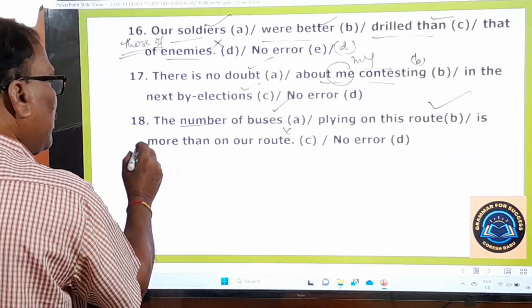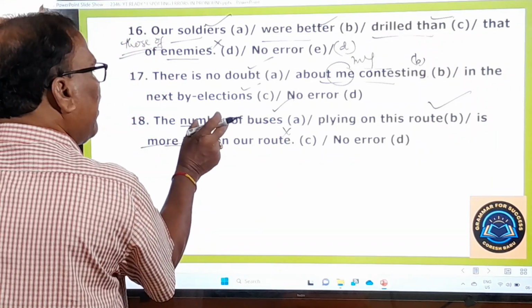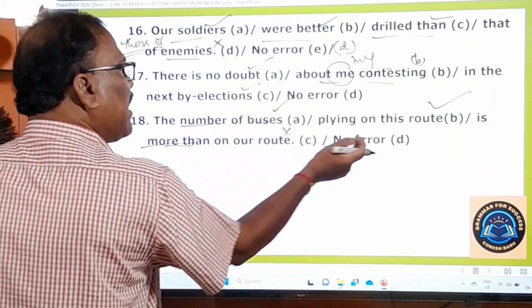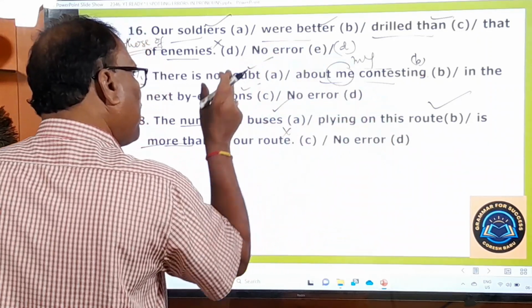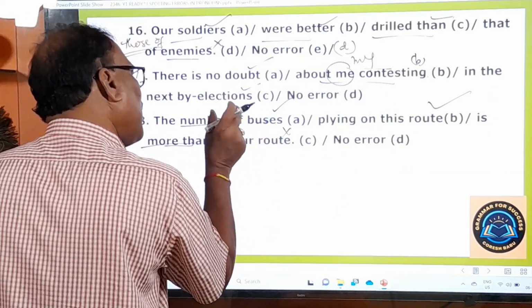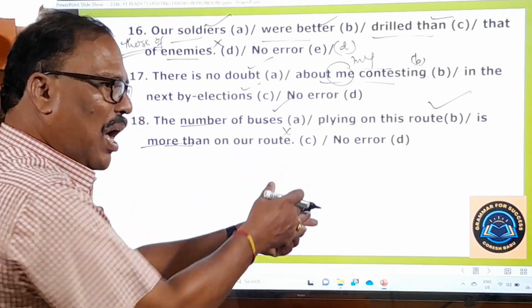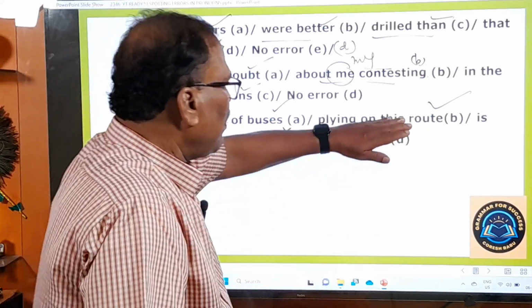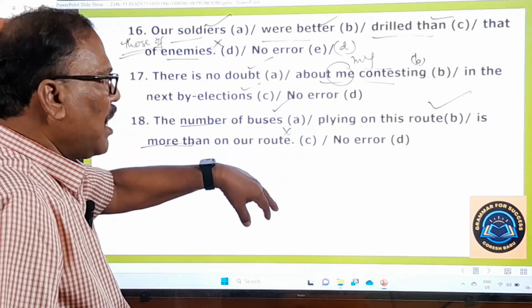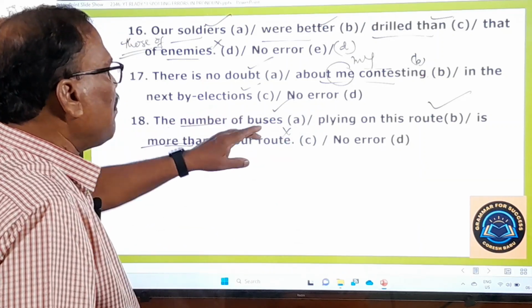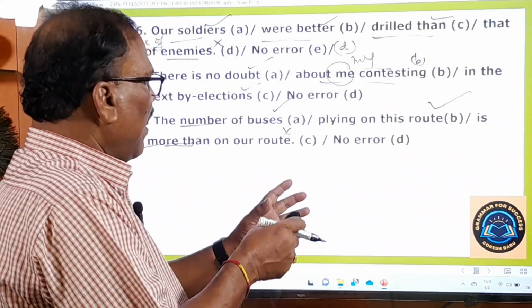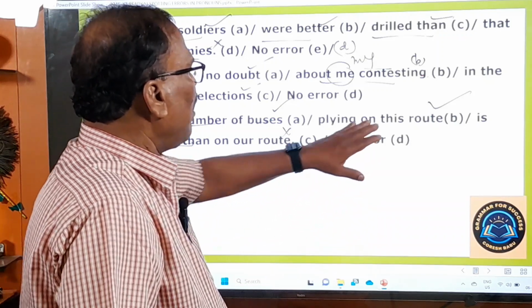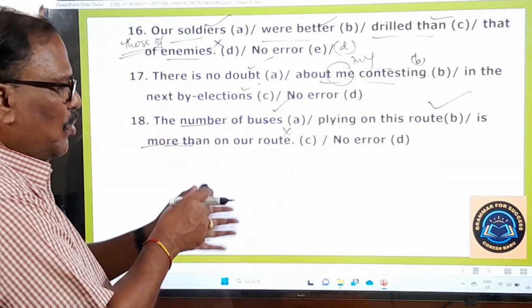Why? Is more than after the, because you are comparing the number of buses plying on this route with the buses plying on our route. Two routes are there. Plying means moving or running. So two routes are mentioned.